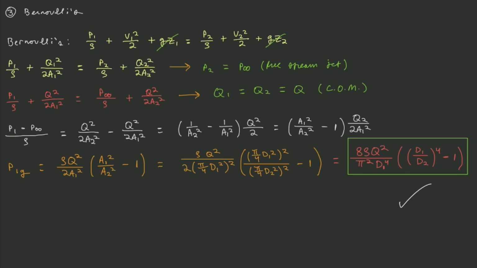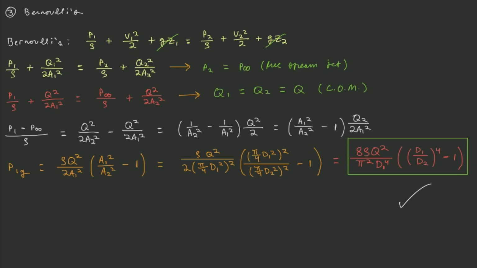When we simplify and solve for P1G, which just involves this algebra right here, I'll let you look at this at your own pace, but when you solve for P1G with this expression right here, what you end up getting is P1G is equal to the quantity 8 rho Q squared over the quantity pi squared D1 to the 4th times the quantity D1 over D2 to the 4th minus 1. And this is a very interesting result because it effectively says that if you want to double your flow rate, you need to quadruple your pressure, right? It's a quadratic relationship. And this is for the frictionless case.